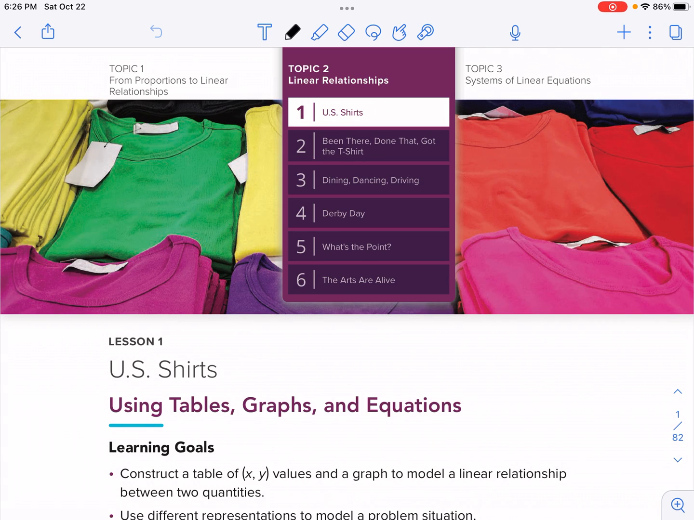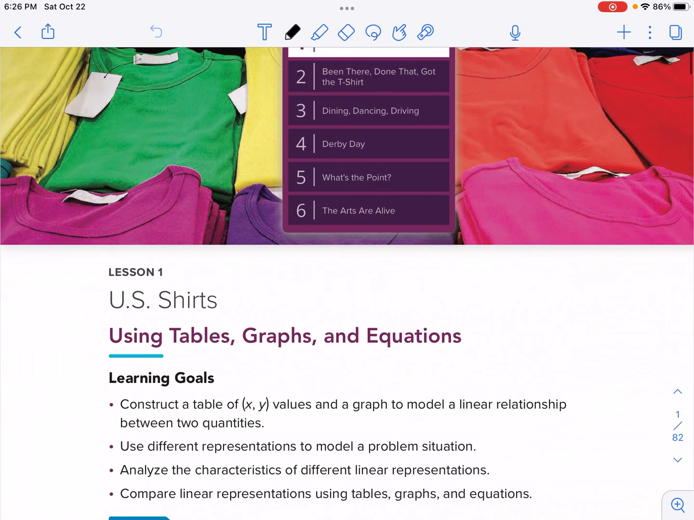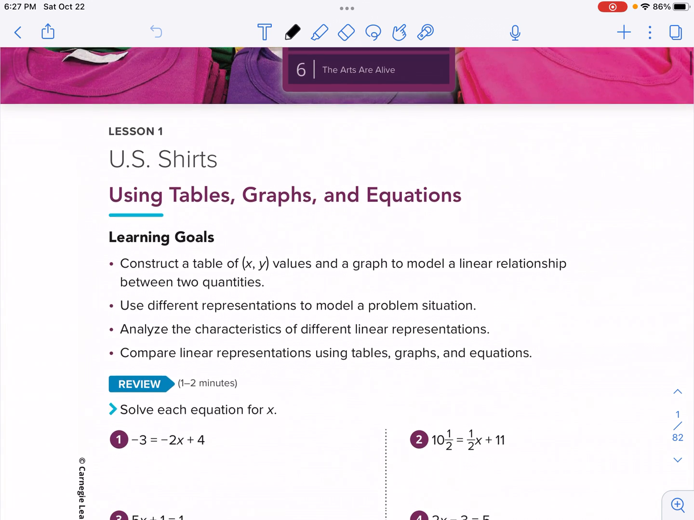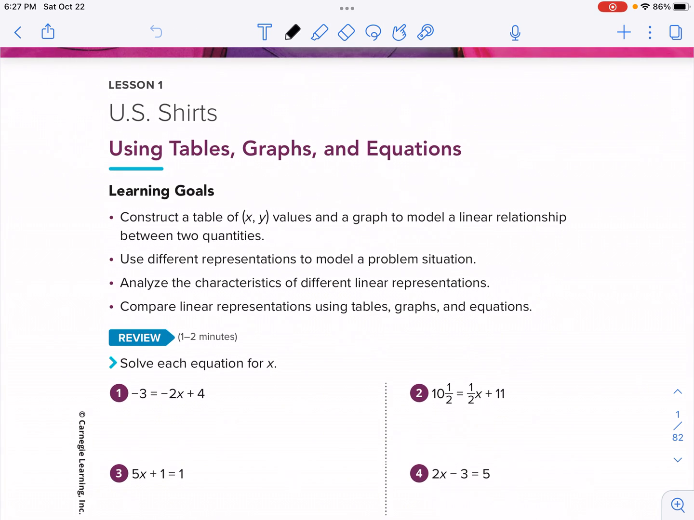We are starting on page 225. This is Module 2, Topic 2, Lesson 1, titled US Shirts, using tables, graphs, and equations. So our learning goals: construct a table of x and y values and a graph to model a linear relationship between two quantities. Use different representations to model a problem situation. Analyze the characteristics of different linear relationships, and compare linear relationships using three things: tables, graphs, and equations.